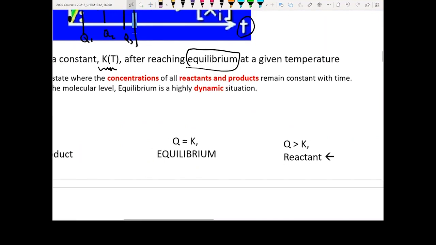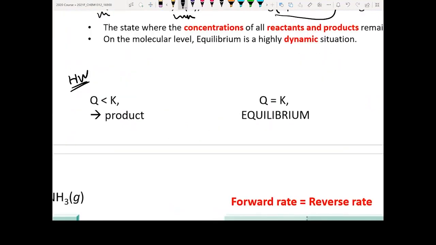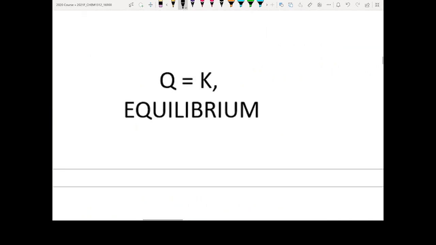This is a very important concept. The question you're going to encounter is like this. I give you a Q, I give you a K. Tell me where the reaction is going to move. The simplest case is if Q is equal to K, then the reaction will not move, right? Because it's already at equilibrium. It's not moving toward your reactant side. It's not moving toward the product side. It's at equilibrium already.